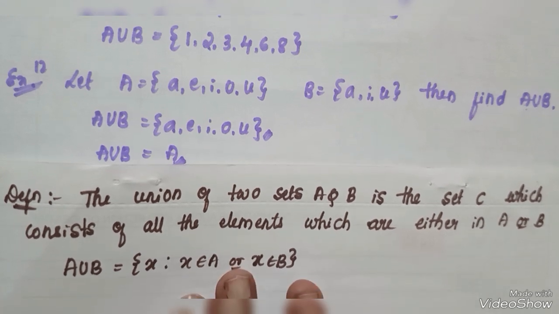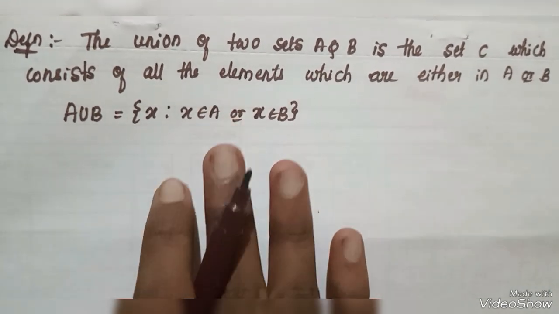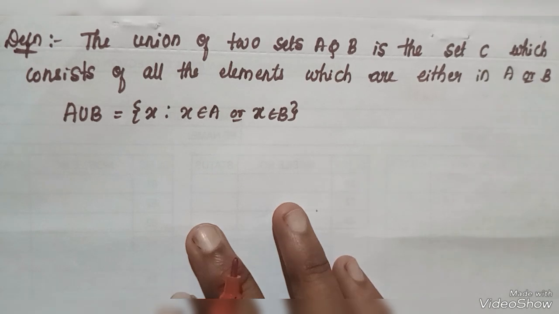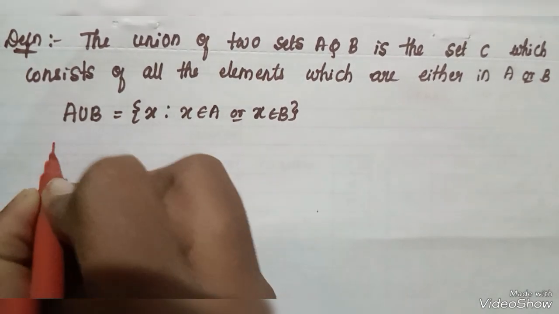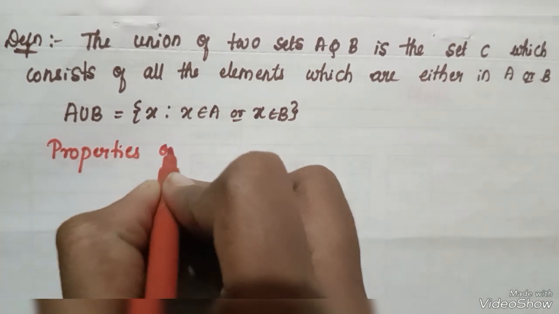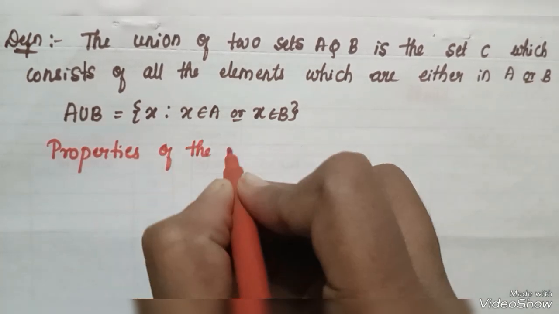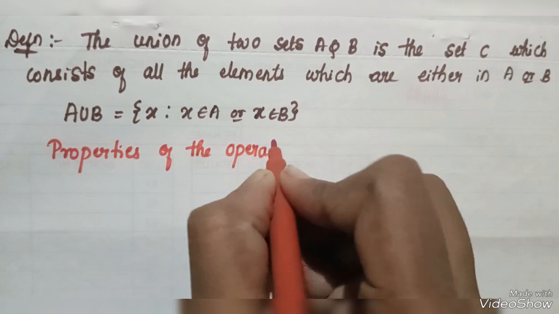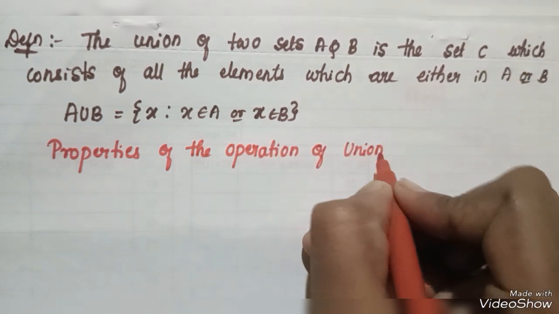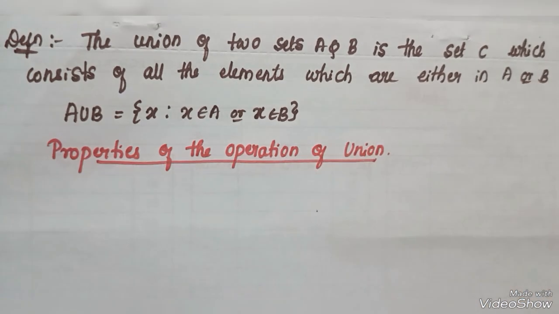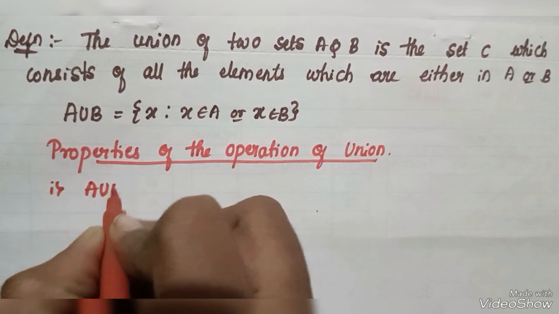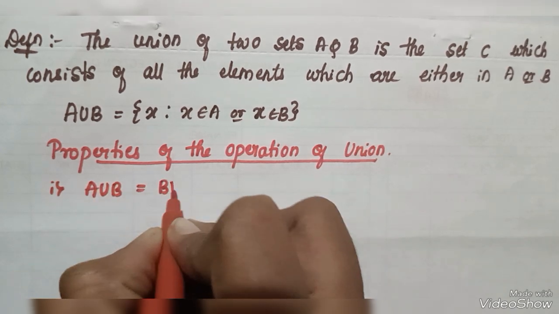Then on the union set we have some properties. Properties of the operation of union. First property, that is A union B is equal to B union A.